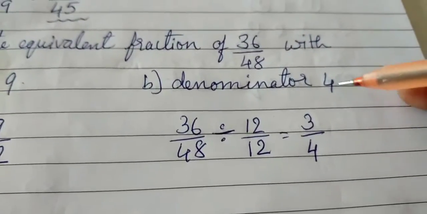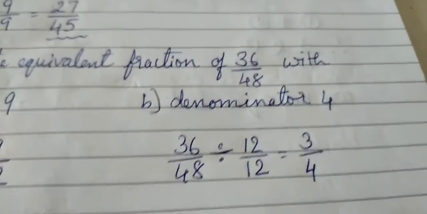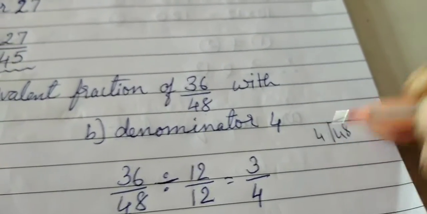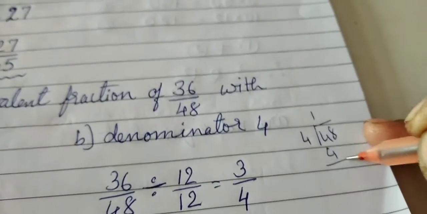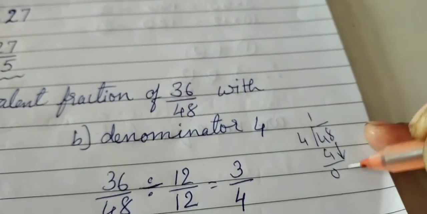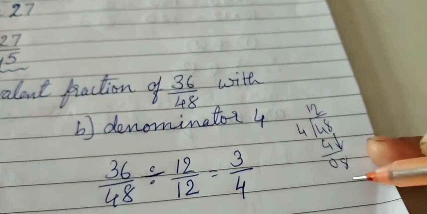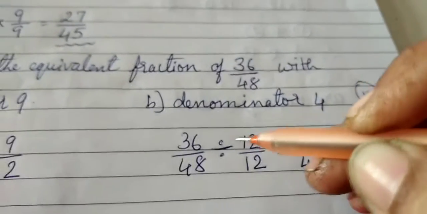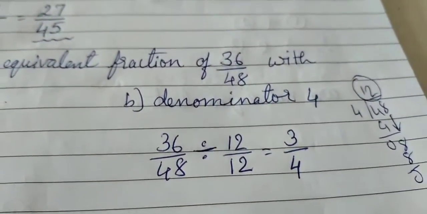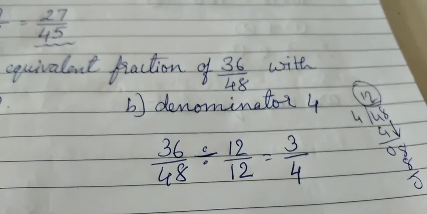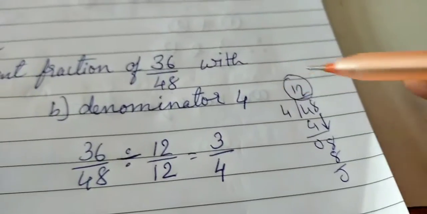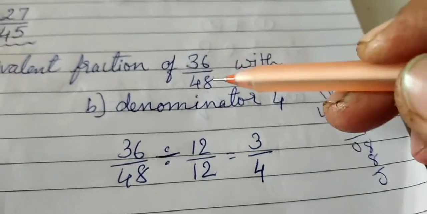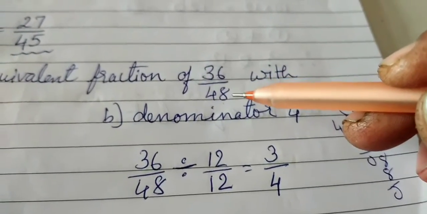ये जो नंबर है इसको आप इससे डिवाइड करें. तो हमने 48 को 4 से डिवाइड किया तो मुझे मिला 12. ओके. अब इसी नंबर से आप ये दोनों नंबर को डिवाइड करोगे. ओके, तो हमने क्या किया, यहाँ पे डिनोमिनेटर में 4 चाहिए तो हम क्या करेंगे, इसको 4 से डिवाइड करेंगे. डिनोमिनेटर को ही 4 से डिवाइड करेंगे.